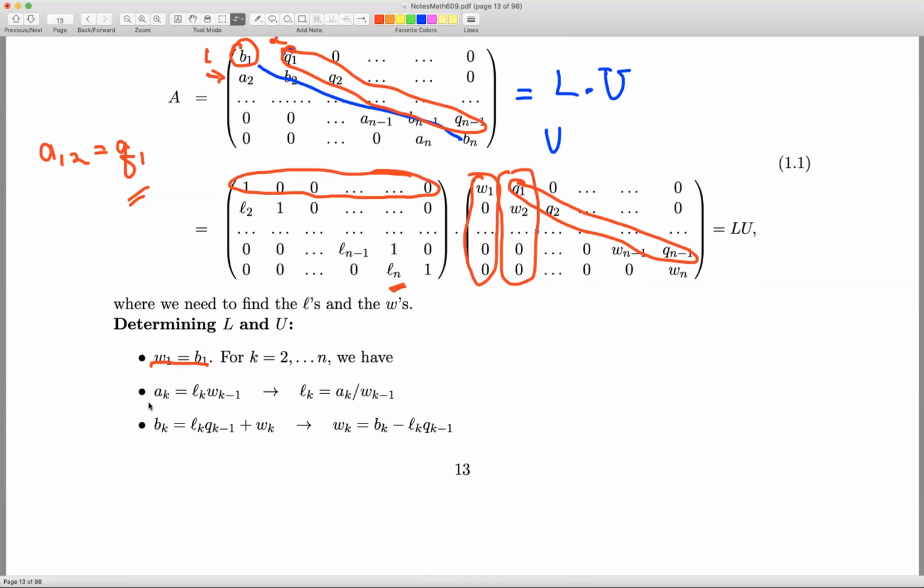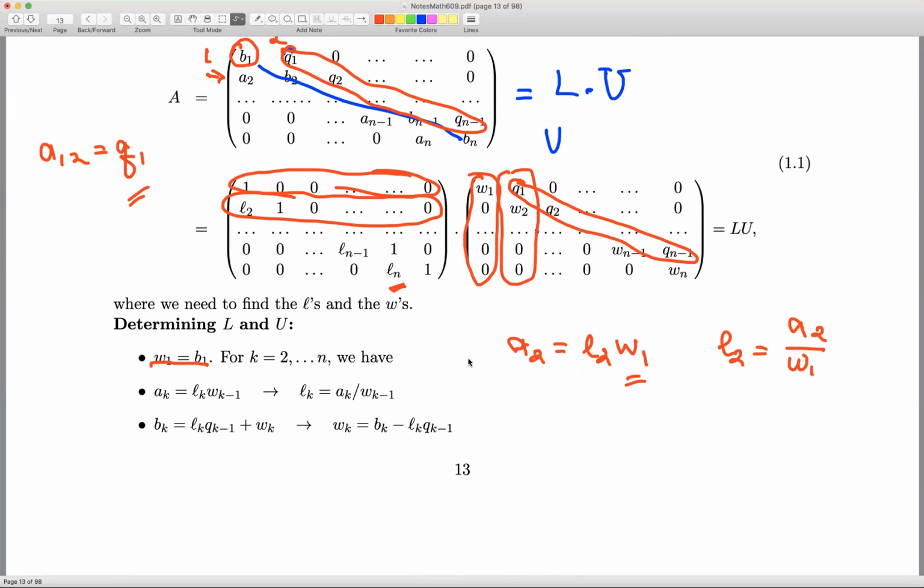Then we multiply, so let's do A2, second row and first column. This multiplies the second row here, which is L2, times the first column here, which will give me L2 times W1. Well, we know W1 from here, that it is B1, so this is known. And therefore, the only unknown here will be L2. So L2 is equal to A2 divided by W1.